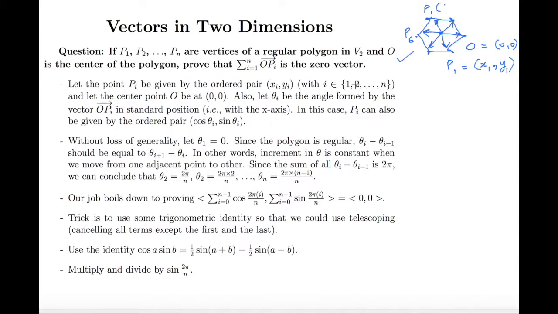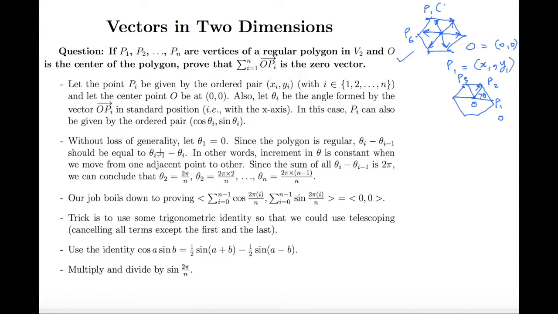Now we talk about the angle. Let me draw another polygon here, and let's say this is my p1. What is the angle made by OP1 to the x-axis? The angle is 0. What is the angle made from OP2 to the x-axis? This is some theta. But what should be the angle for OP3? This should be just 2 theta, right? Because it's a regular polygon, each increment in theta should be the same.